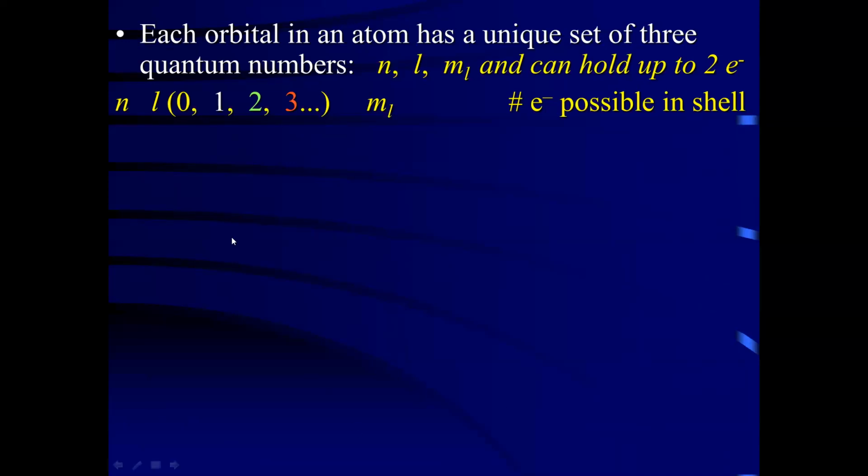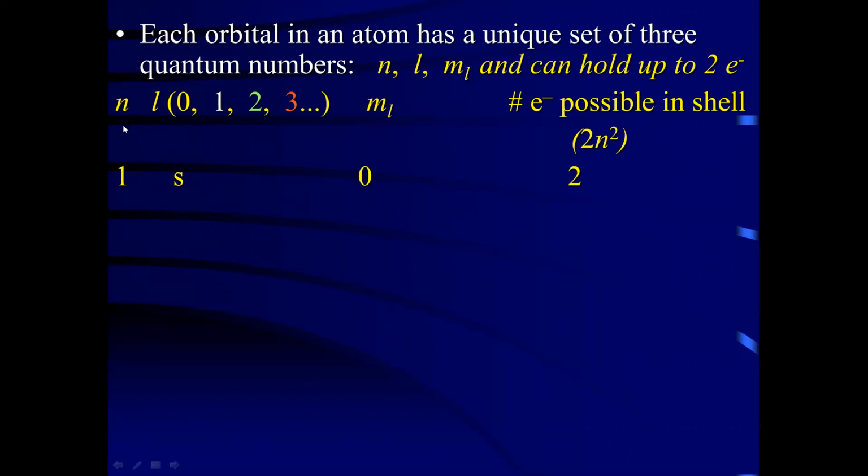So this is also a very important slide. Very good summary. Each orbital in an atom has a unique set of 3 quantum numbers we learned, and can hold 2 electrons for one orbital because of the Pauli exclusion principle. You can only hold 2 electrons. If there were a third electron, that means it would have the same spin quantum number as one of the others.